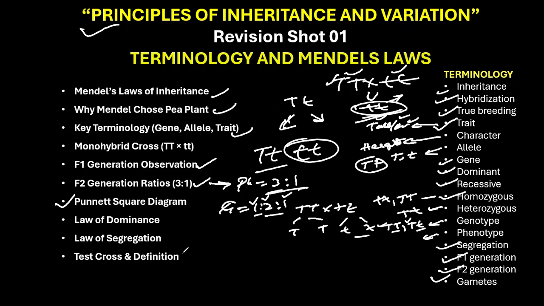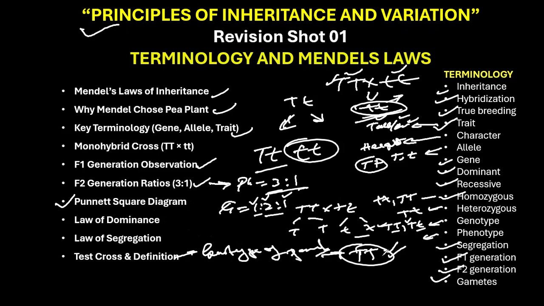Then the test cross and its definition. This test cross is very, very important. By doing this test cross, you determine the genotype of the parents. For example, if you get all tall in the F2 generation, that indicates the parent was capital T, capital T.